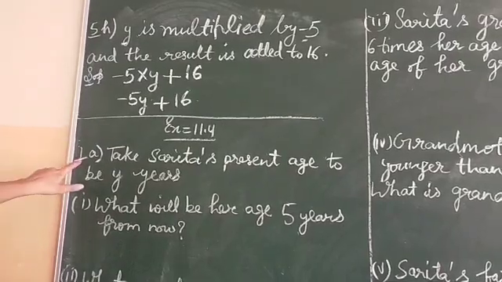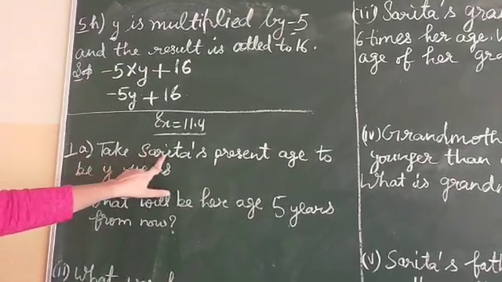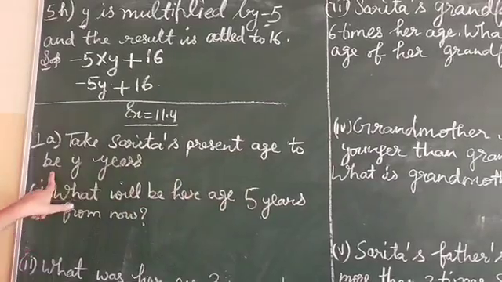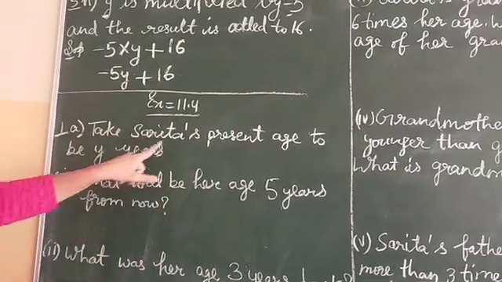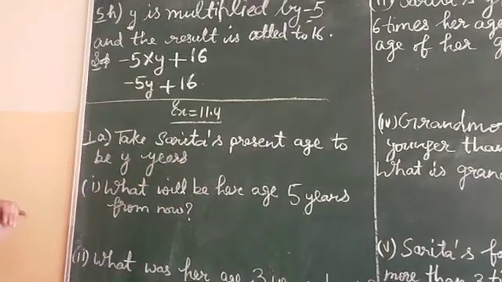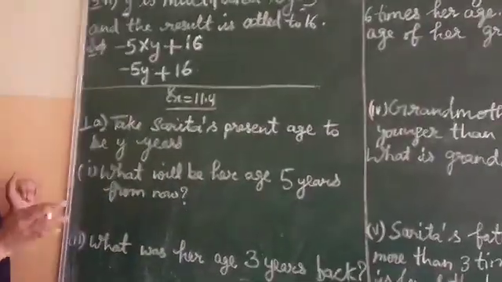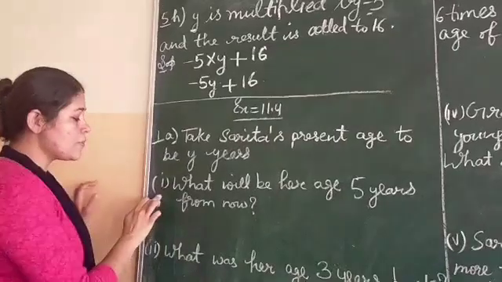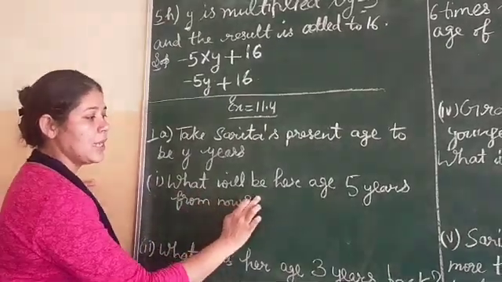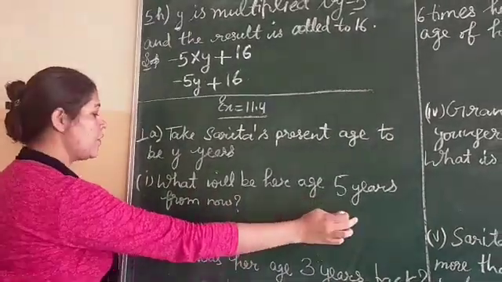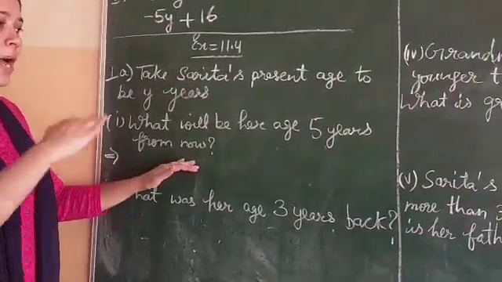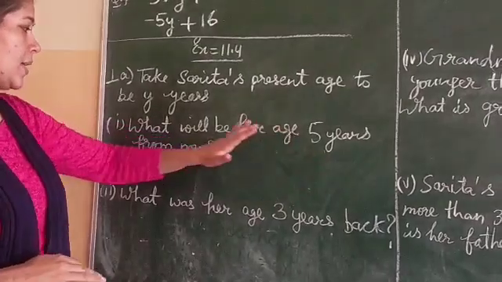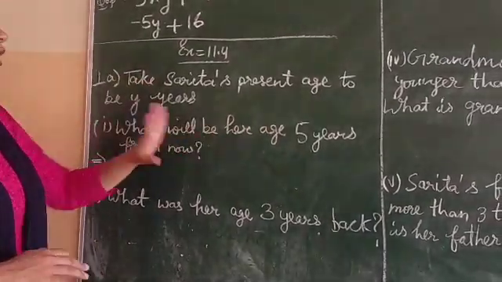Look at the first question, A part. Take Sarita's present age to be y years. He is saying we assume that Sarita's present age is y years. ठीक है, यानी सरिता अभी y years की है. So the first part is what will be her age 5 years from now. From now means अब से 5 साल के बाद सरिता की एज कितनी होगी.